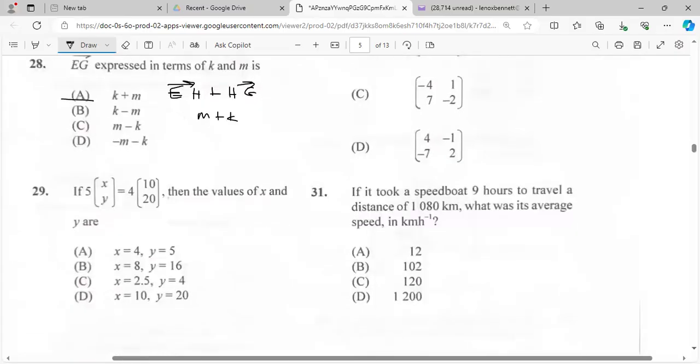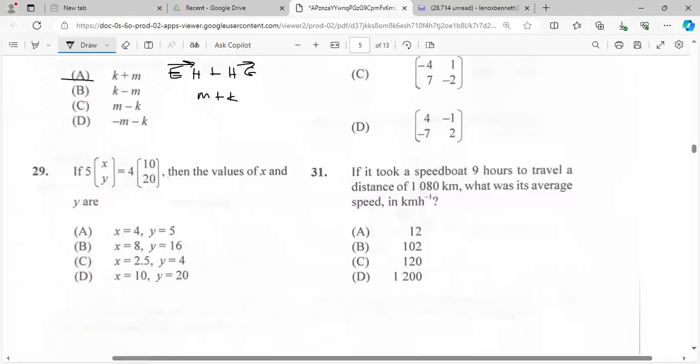If 5 bracket x minus y equals that and that, then the value of x is, let's work it out. So 5 times x is 5x. 5 times y is 5y. And that must equal 40. 4 times 10 is 40. So we can find x from there. And then 4 times that, 80. So we divide by 5 to get x. So x is equal to 8. Only one of them has 8. And of course, to get y, we divide by 5, which is 16.